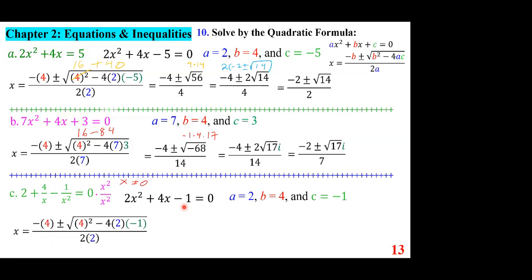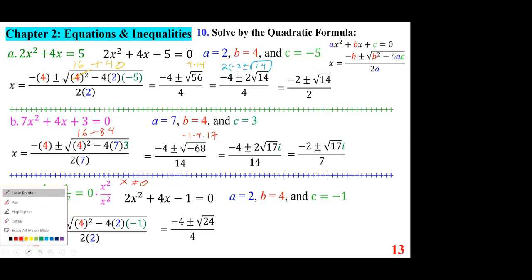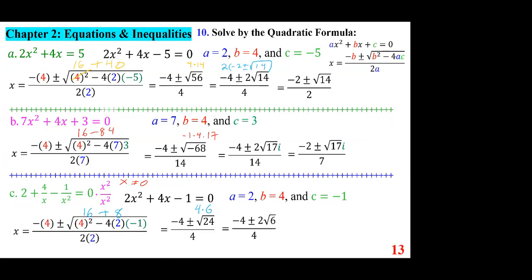Again, this is being repeated. This is getting boring. I hope everybody's comfortable with that. And this is what you get, because this is 16. This is 8. 24 is the product of 4 and 6. So the square root of 4 comes out as 2. And again, we can divide everything by 2. And this is the final answer.